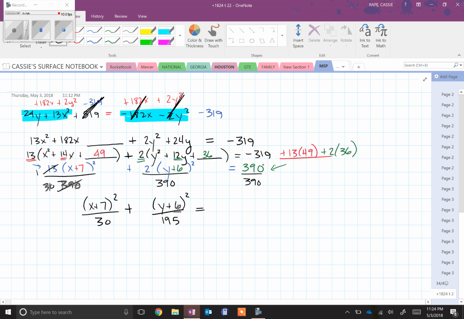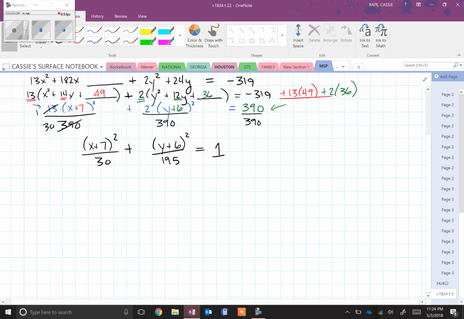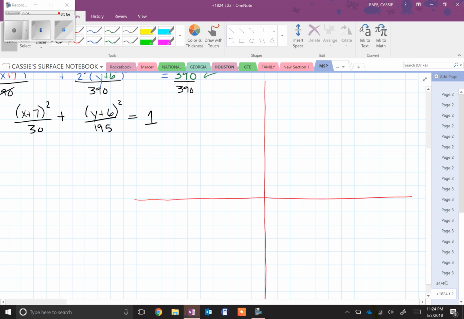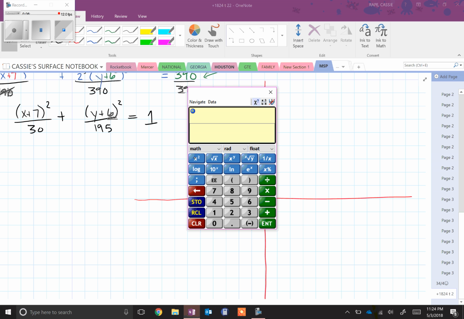Now it's in standard form. So what you have to do is figure out how to graph that and how you get your different points. The first thing you do is on your axes, and we'll make them right here. You have to figure out what the square root of 30 is approximately. The square root of 30 is about equal to 5.48.